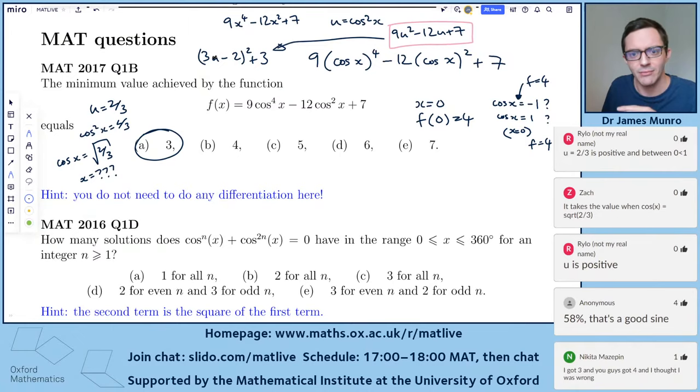If it was 2u plus 3 or something, 2u plus 3 instead. I know that's not what happens when you complete the square, but if it was 2u plus 3, then because u is cos squared and it's positive, this would always be bigger than 3 inside the bracket. The final answer would be bigger than 12. Okay, it's not that, but got to be careful.